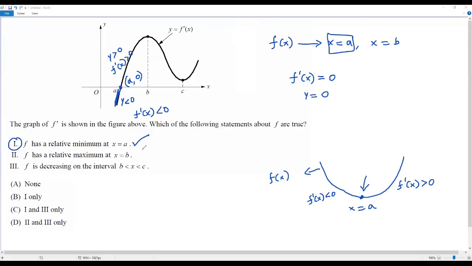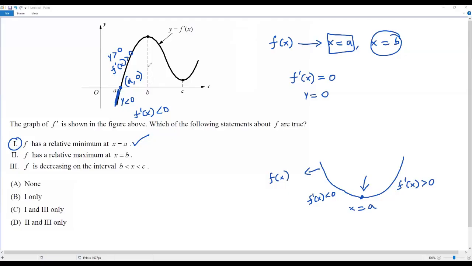Now let's verify the second statement, that is f has a relative minimum at x equals b. So if the function f of x has a relative extrema at x equals b, then f prime of x must be equal to 0. That is, the graph of f prime of x must have an x-intercept at x equals b. That is, the graph of this function must intersect the x-axis at x equals b.